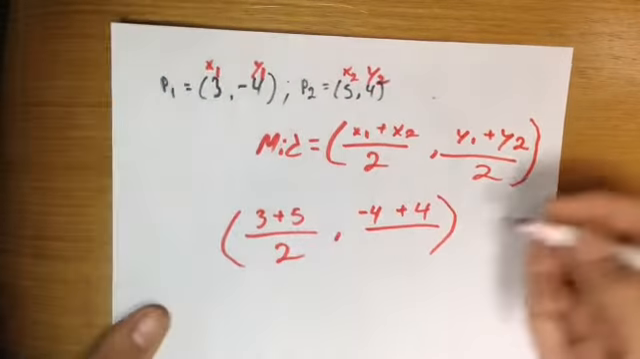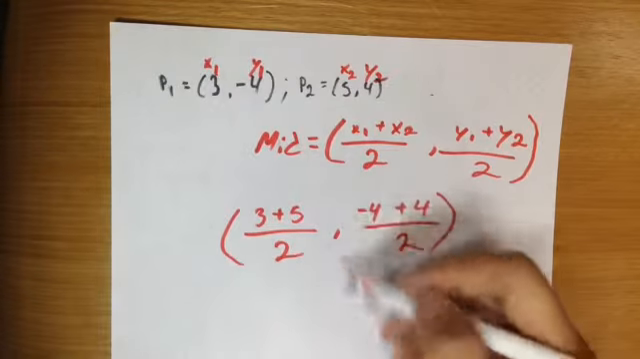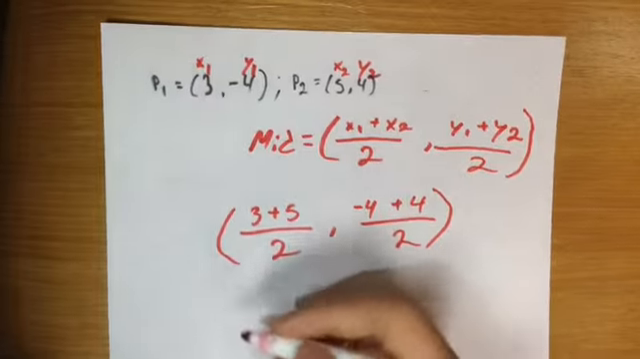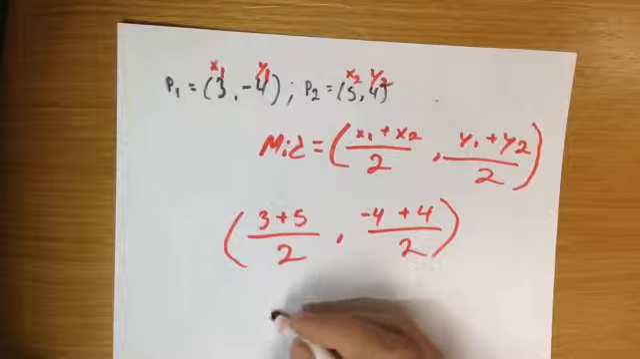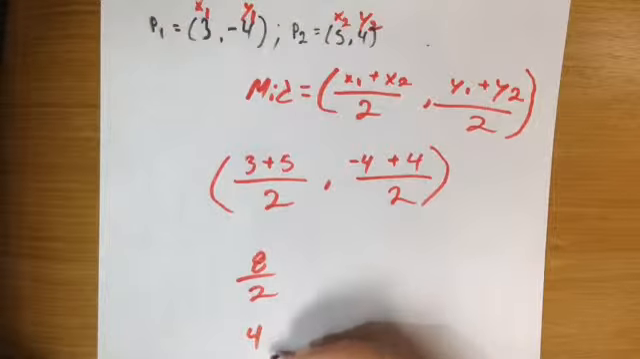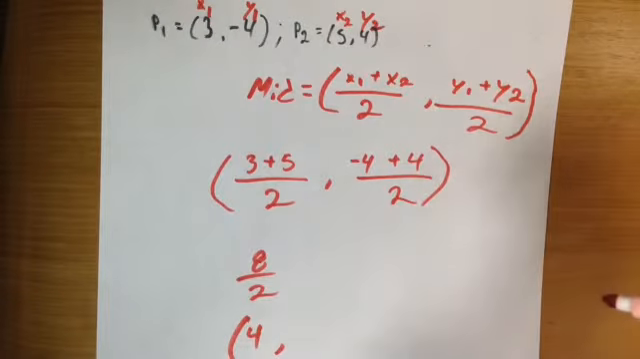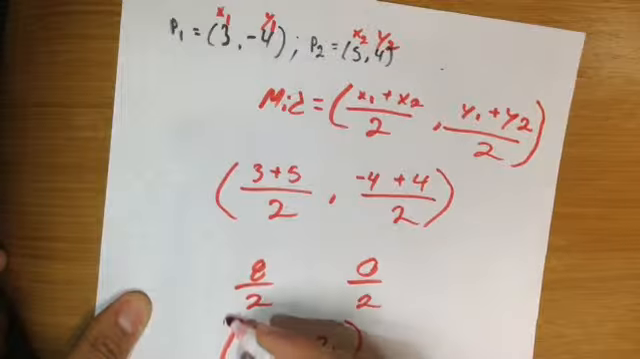First, we can split this. We'll start with the first fraction, which is 3 plus 5 over 2. 3 plus 5 equals 8 over 2. 8 over 2 is 4. Okay, you got your first point. There you go. Now -4 plus 4 is 0, so 0 over 2. That's where our midpoint is going to be.